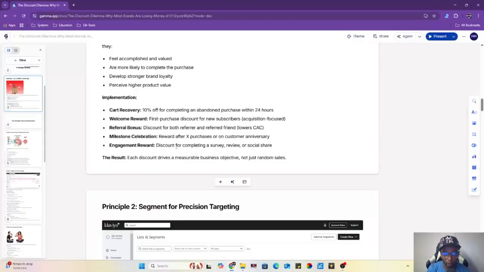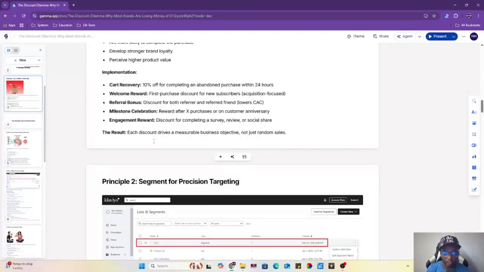Engagement reward, discount for completing a survey, a review, or a social share. So when someone does something that could benefit our business indirectly, like doing a survey so we know how to fix or improve our business, writing a review that helps us build authority and helps people trust us, or sharing us on social media, making us bigger online, we can offer them a reward for that behavior in the form of a discount. The result, each discount drives a measurable business objective, not just random sales.